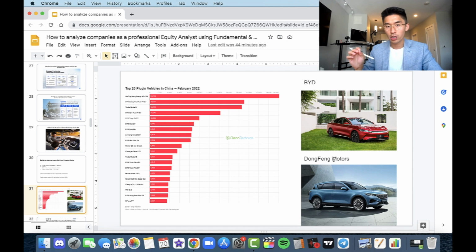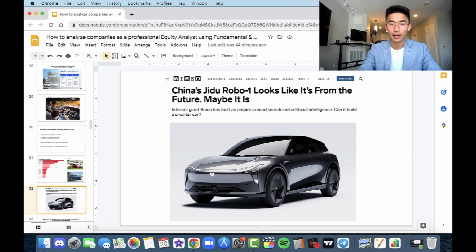Now, in case you're not familiar with BYD or Dongfeng Motors, these are two very large EV companies in China. I know that NIO gets a lot of press, but BYD and Dongfeng Motors are also large players in the market as well, and they're clients of Baidu. Now, here's an image of what China's JIDU EV car might look like in the future, and Baidu is going to be spending a lot of time on this product going forward.